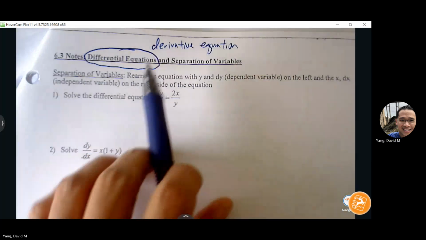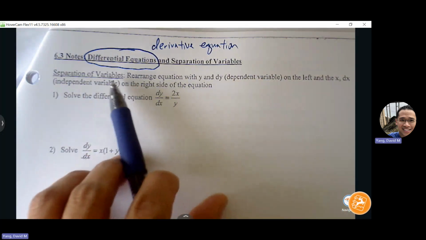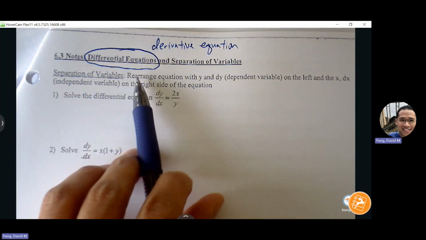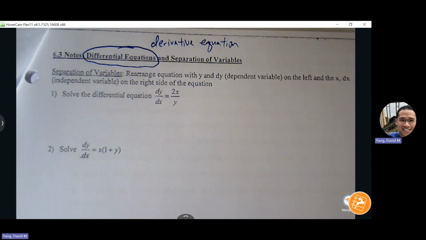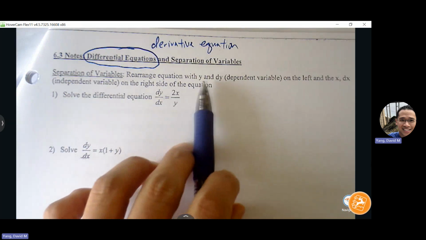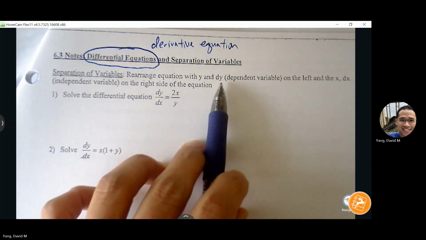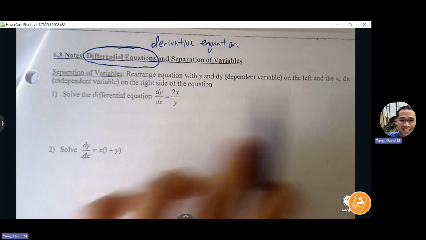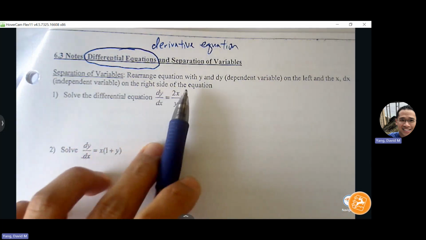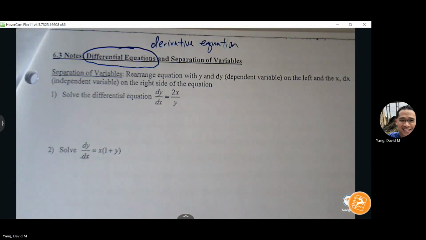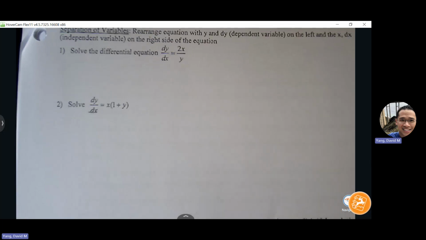So the first step is we want to be able to separate the variables, meaning that things are going to be mixed up. We want to group the x's together, group the y's together, and then we can move into the calculus portion. So we want to rearrange the equation with the y and dy together on the left side, and then the x and dx, which is the independent variable, on the right side of the equation. My suggestion is let's always cross multiply. That's always the first step that we do.